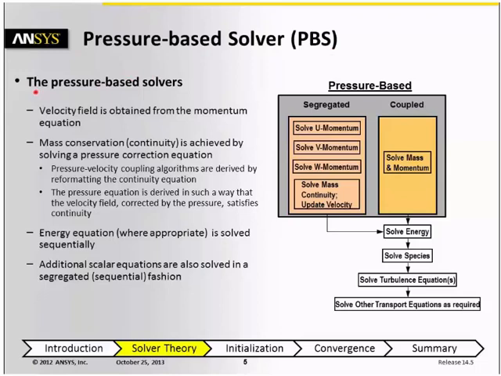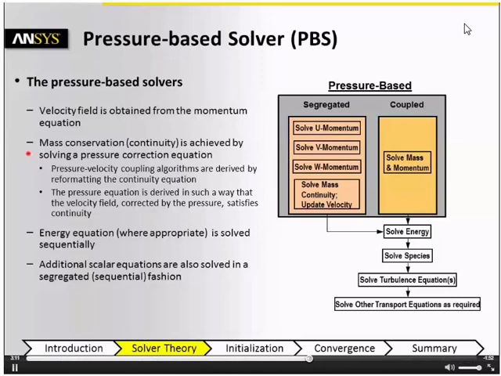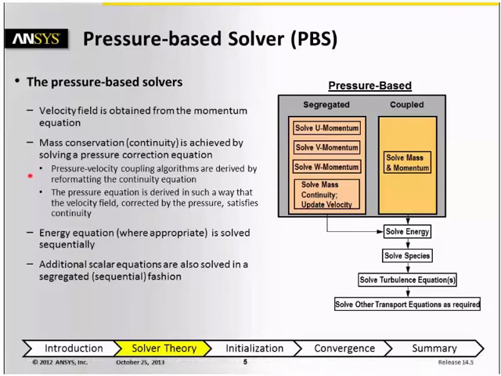The pressure-based solvers take their name from the way in which mass conservation is enforced in the numerical solution. The numerical algorithms that are used are called pressure-velocity coupling algorithms, and the way they work is by expressing the continuity equation in terms of a pressure correction. The pressure correction equation is then solved and used to correct the velocity field that's obtained by the solution to the momentum equations in order to ensure that continuity is satisfied.